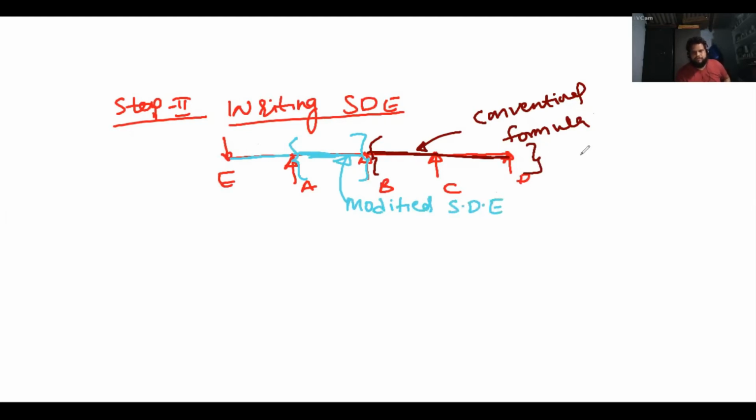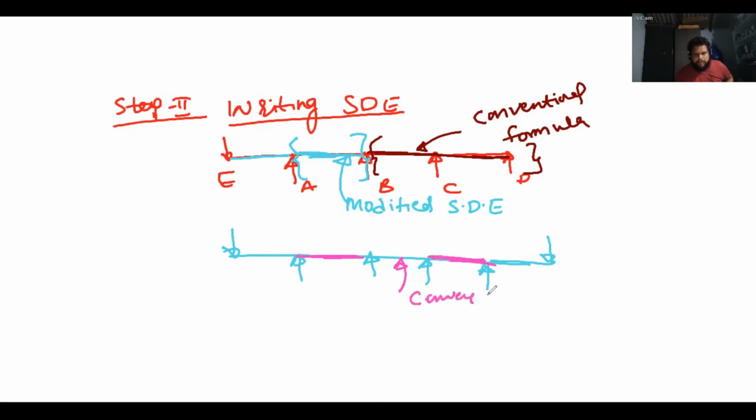For suppose if you are having one more overhanging here, let me draw it. So this is 1, 2, 3, 4. And now here if you are having both ends overhanging, you have to write the modified slope deflection equation for this span as well as for this span. Only for this span you have to write our conventional formula. Why? Because here this is a modified slope deflection equation, MSDE, and this is also MSDE. You have to write it because it is just adjacent to the cantilever, that is the overhanging portion. Here also it is overhanging.